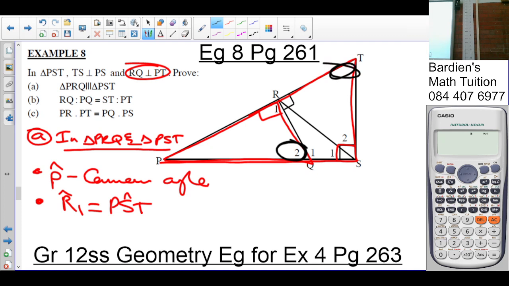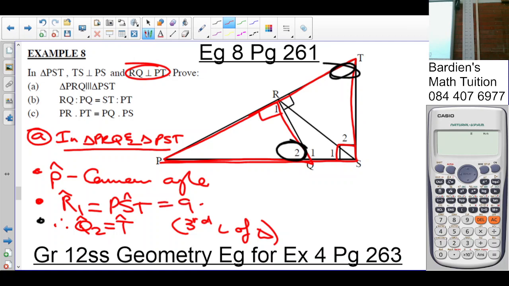Wait. So now can we say T? Why can you just say T? Only one angle at T. Okay, so I can say in the third case, therefore, angle Q2 is equal to angle T. Why? Because that's the third angle of a triangle. Oh yeah, R1 is equal to, okay, this is equal to 90. Forgot to put the 90 in.